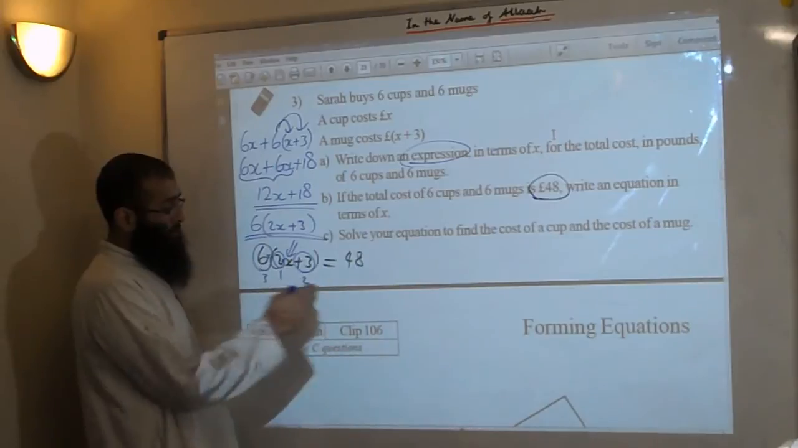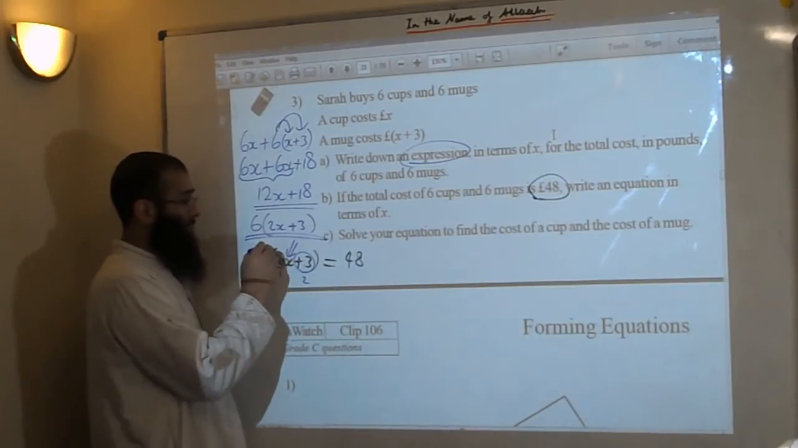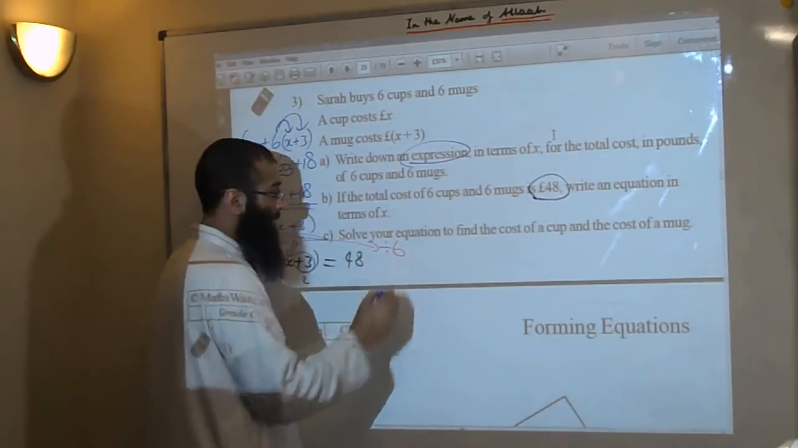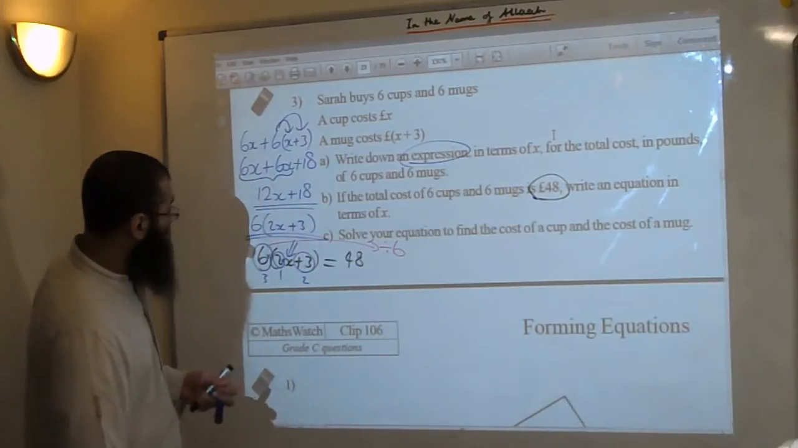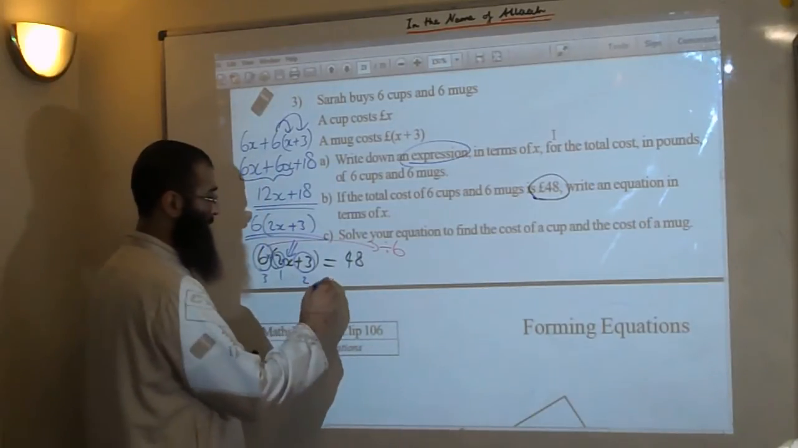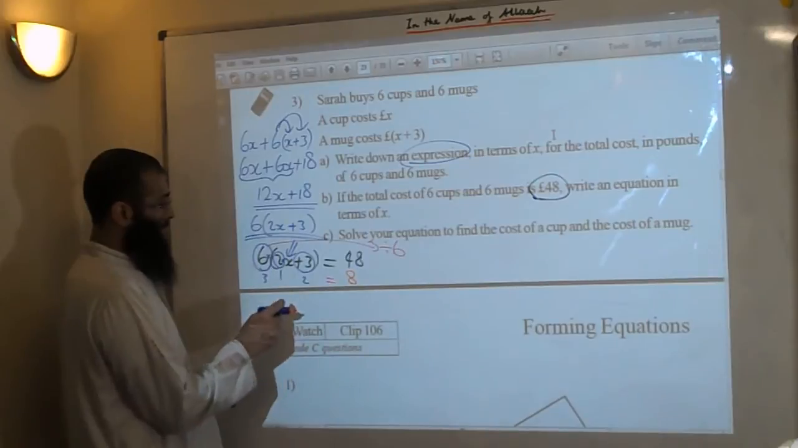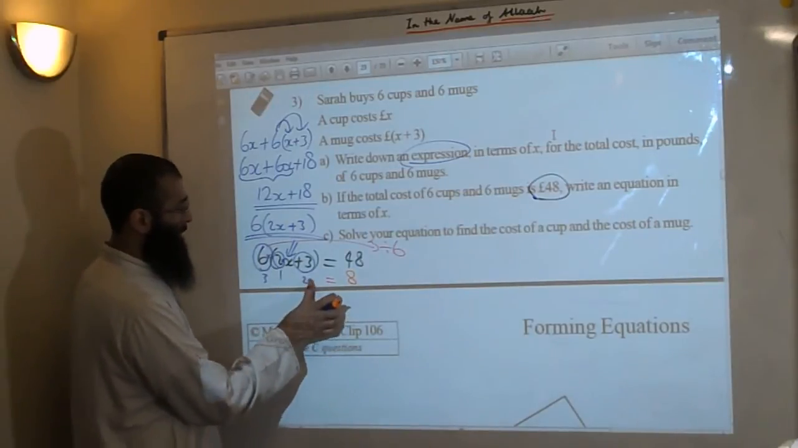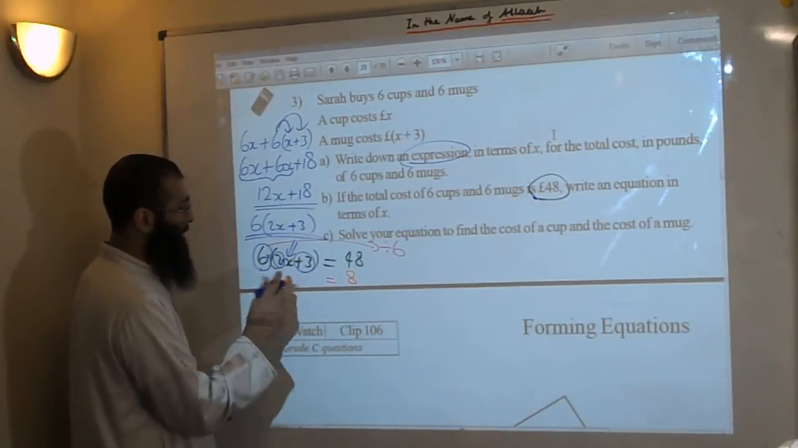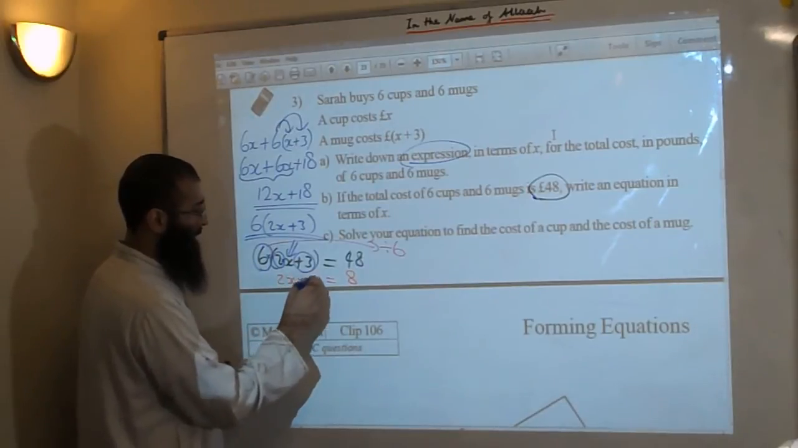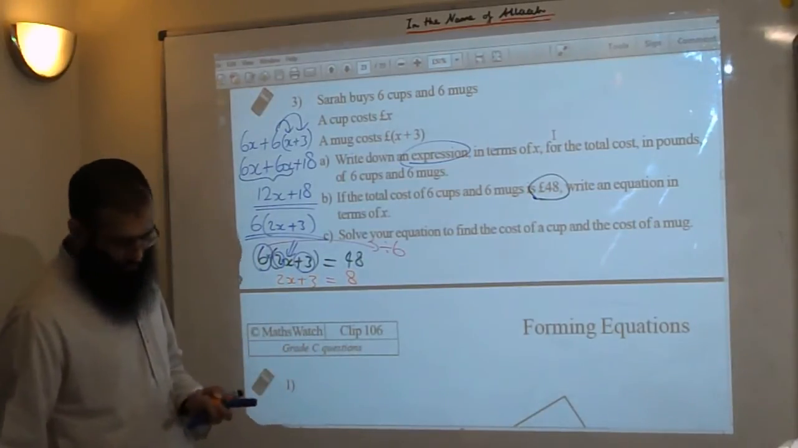Now, what do we do now? Opposite. We always start from the last action, which is timed by 6. Divided by 6. So 48 divided by 6 will give us an answer of 8. Then you copy all the rest of it down. I'm just going to drop these numbers off from here for the moment and put it on the top, because they're actually in the way.